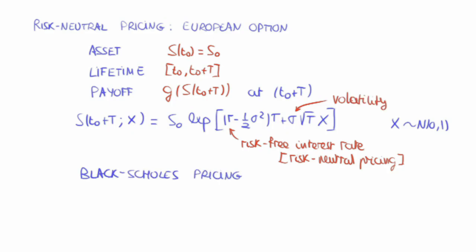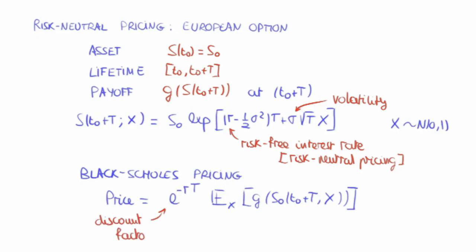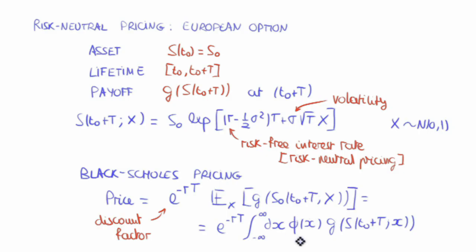The price of the option in the Black-Scholes model is simply the expected value of the payoff at maturity times the discount factor. The expected value can be expressed as an integral of this product. This is the probability density function for the normal 0-1 distribution, and this is the payoff at maturity.